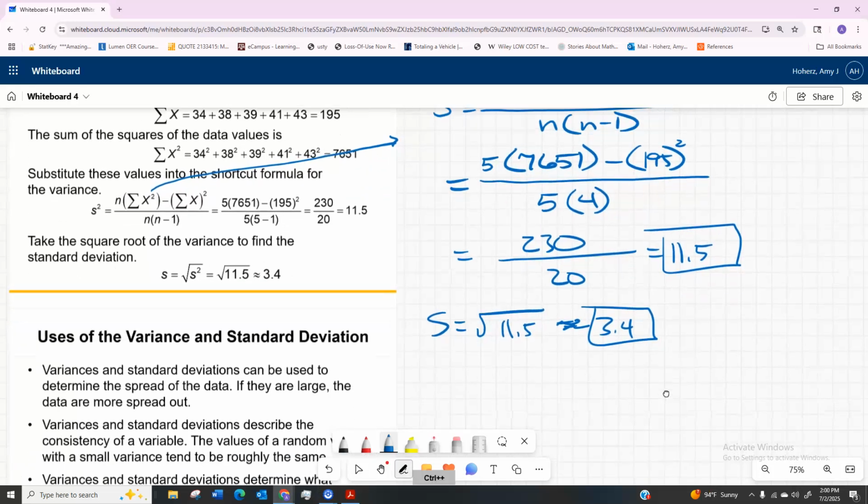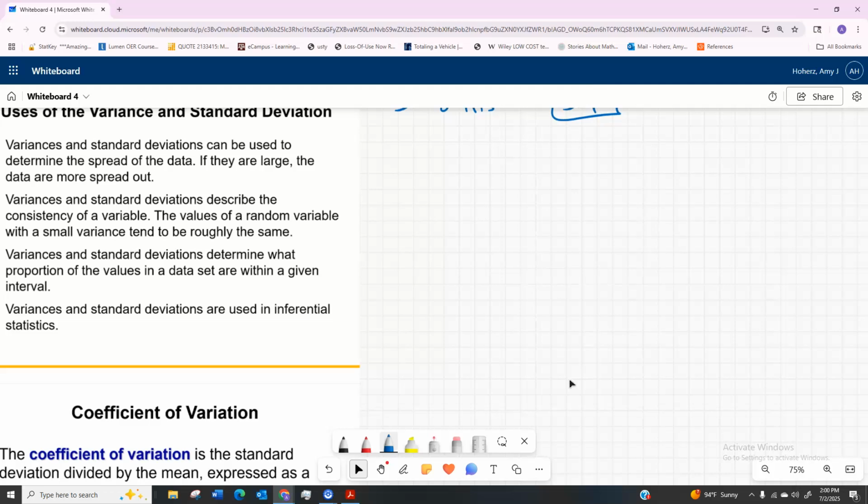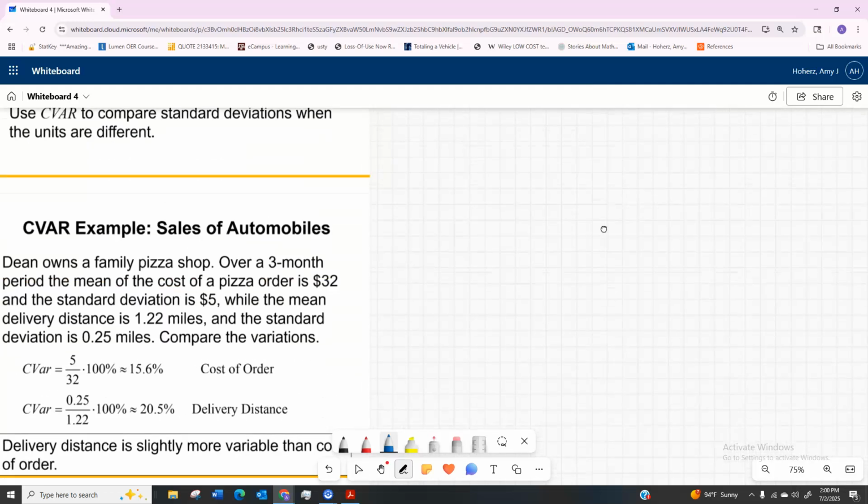Okay, so we're almost to the end of this section, I believe. Let me double check.